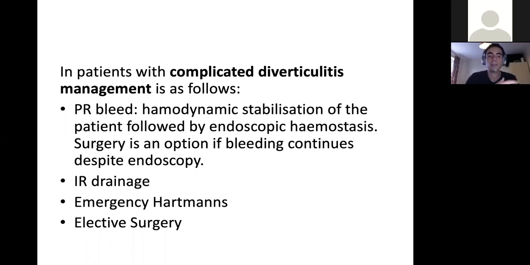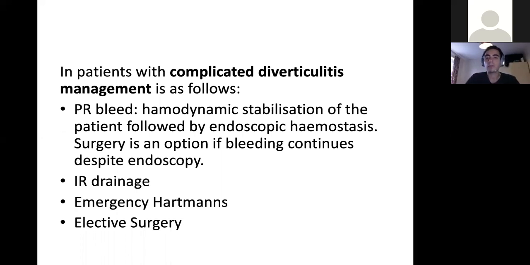And in an acute perforation where the patient is unwell and peritonitic, emergency surgery is the only choice, and that is an emergency Hartmann's. Okay, and emergency Hartmann's involves taking the sigmoid. Diverticulosis is mostly in the sigmoid, so taking the sigmoid part of the bowel out and making an end colostomy stoma in the acute setting.